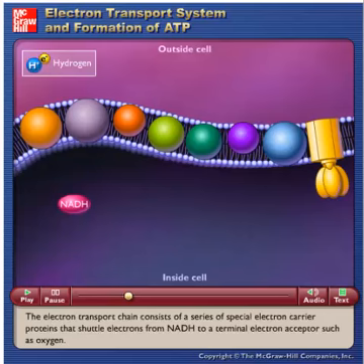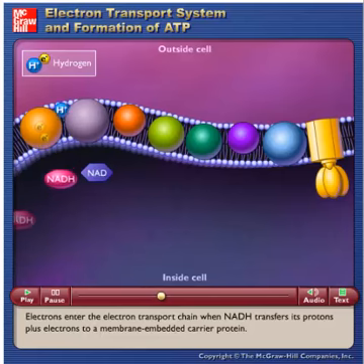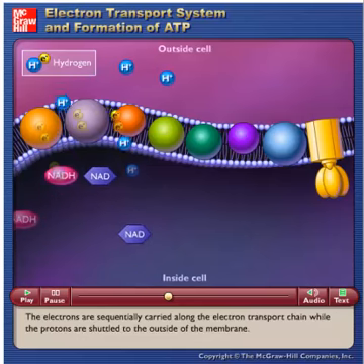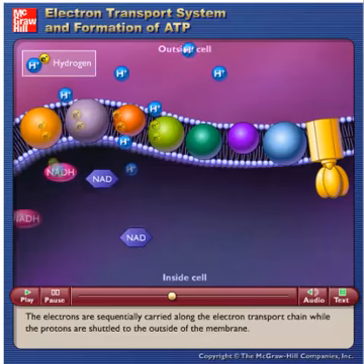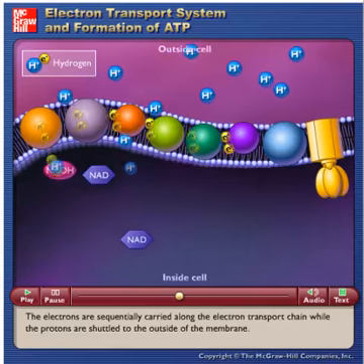The electron transport chain consists of a series of special electron carrier proteins that shuttle electrons from NADH to a terminal electron acceptor, such as oxygen. Electrons enter the electron transport chain when NADH transfers its protons plus electrons to a membrane-embedded carrier protein. The electrons are sequentially carried along the electron transport chain while the protons are shuttled to the outside of the membrane.